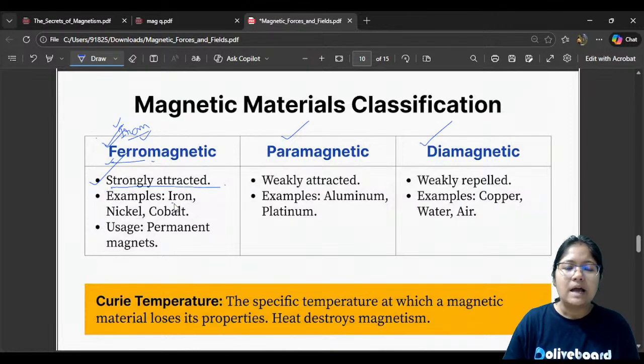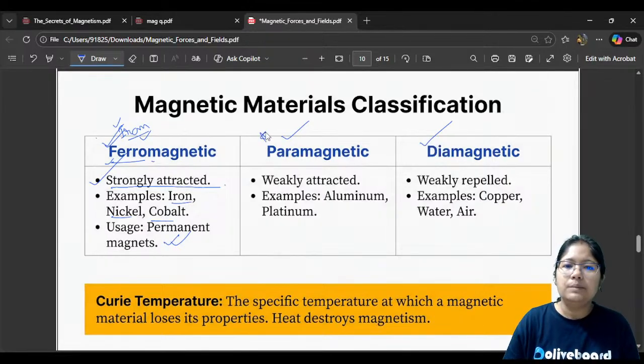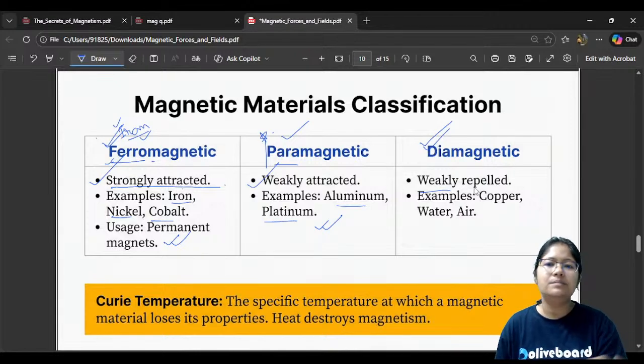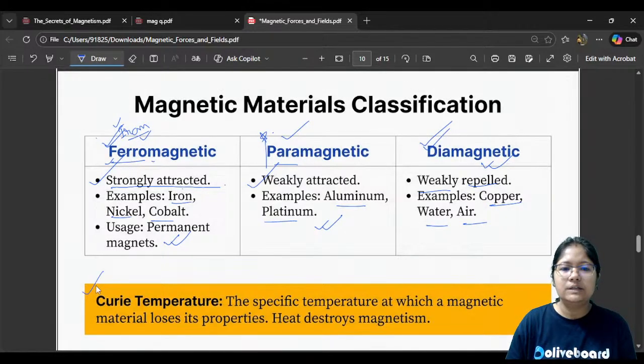What are the examples? Iron, nickel, cobalt, etc. And they are used for making permanent magnets. Coming to paramagnetic, the name itself is telling you that they are weakly attracted. Examples: aluminium, platinum. These materials will be weakly attracted, while iron will be strongly attracted. Diamagnetic materials are not attracted but weakly repelled, like water, air, copper. They will be weakly repelled.